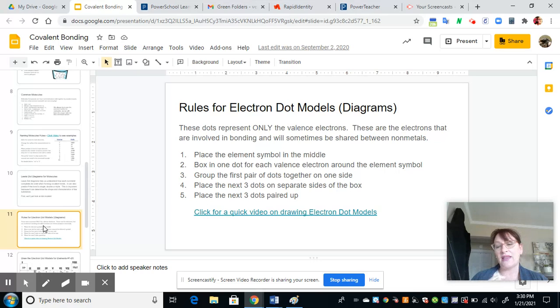So you are going to write the chemical symbol for the element. You're going to look at the Roman numeral, and you're going to put that many dots around it. There are some little rules about where you put the dots. You can put your first 2 dots either at the top, at the bottom, on the left, or on the right of the symbol. And then after that, you have to put 1 dot on each side and go around either clockwise or counterclockwise. And then you go back and put your next dots paired up. And there is a video there that you will need to watch to demonstrate how to do that.